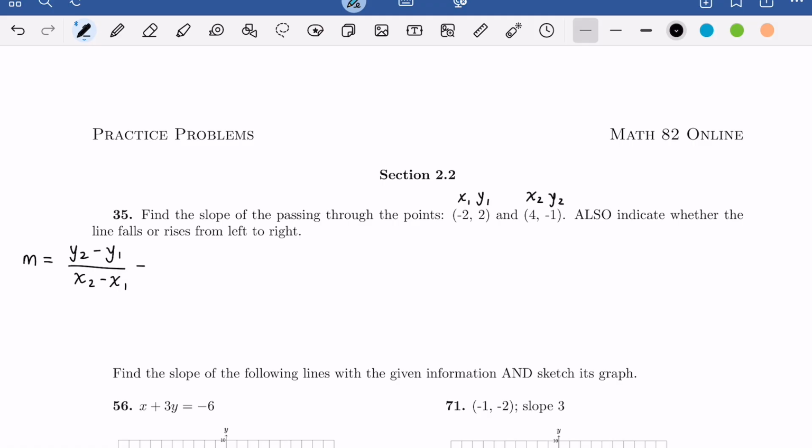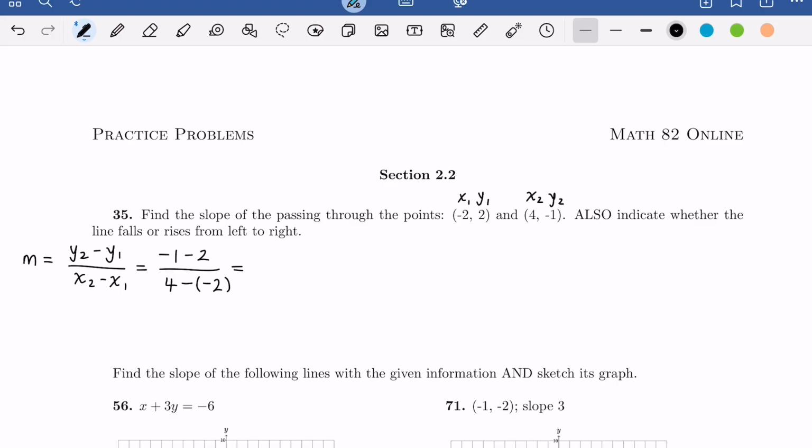So using this formula, we're going to plug everything in here. My y2 in this case is -1, and we're going to subtract out our y1, which is 2, divided by x sub 2, which is 4, minus x sub 1, which is -2. So we're minusing a -2.